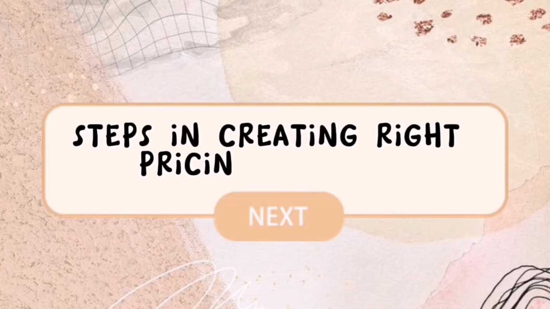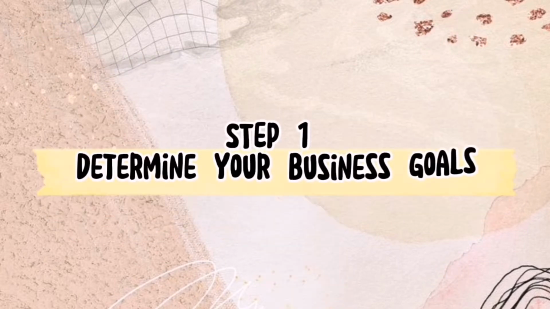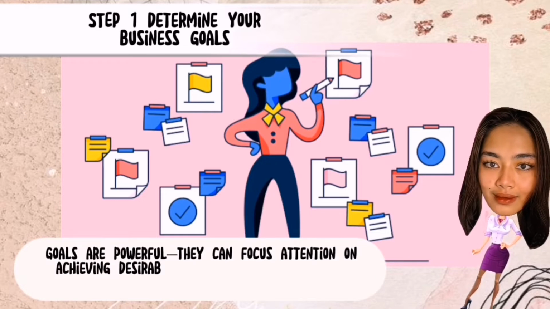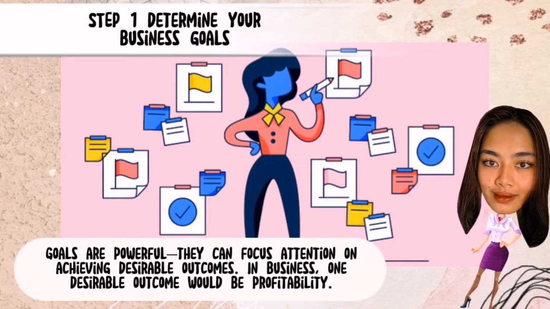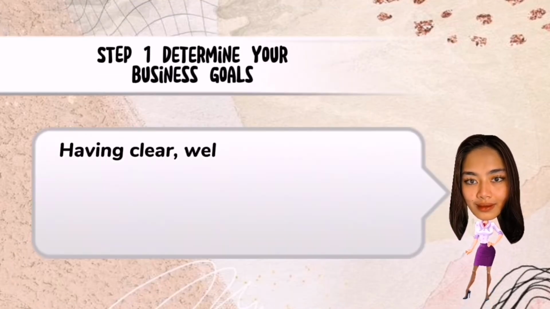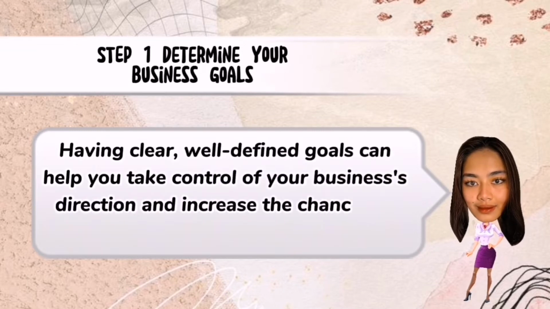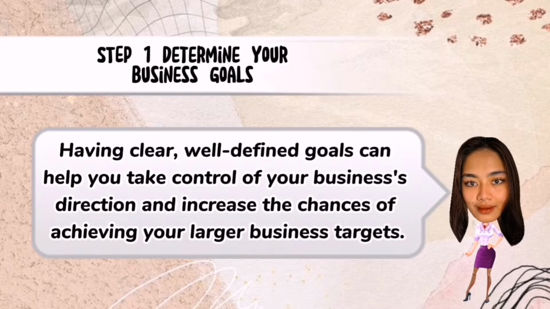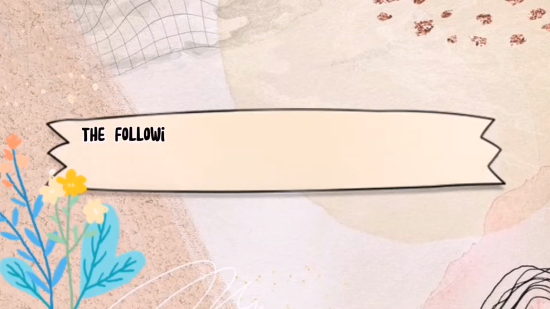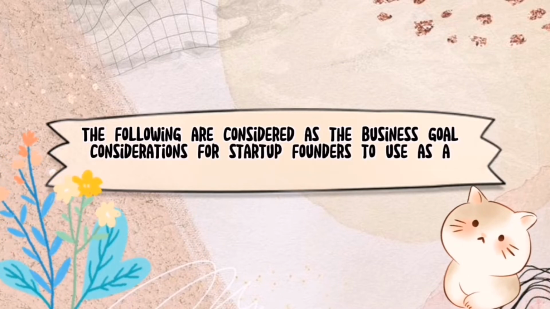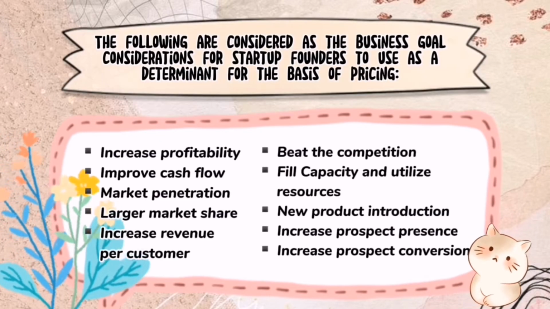Steps in creating right pricing strategy. Step 1. Determine your business goals. Goals are powerful. They can focus attention on achieving desirable outcomes. In business, one desirable outcome would be profitability. Having clear, well-defined goals can help you take control of your business's direction and increase the chances of achieving your larger business target. The following are considered as the business goal consideration for startup founders to use as a determinant for the basis of pricing.